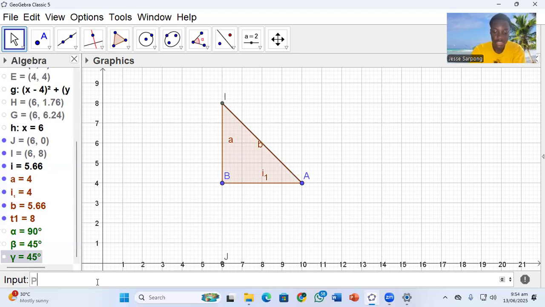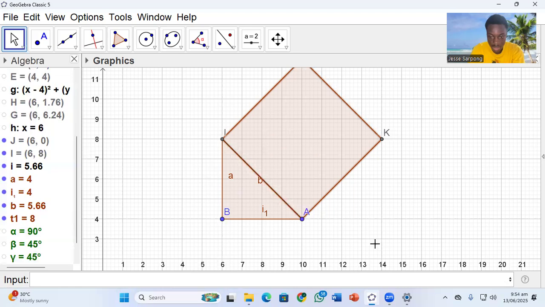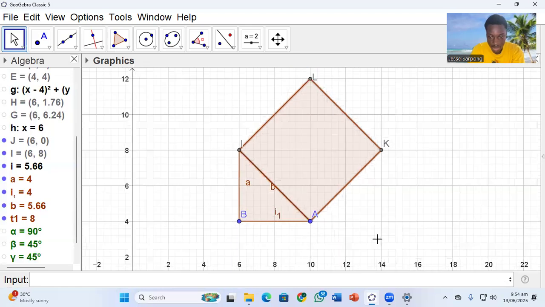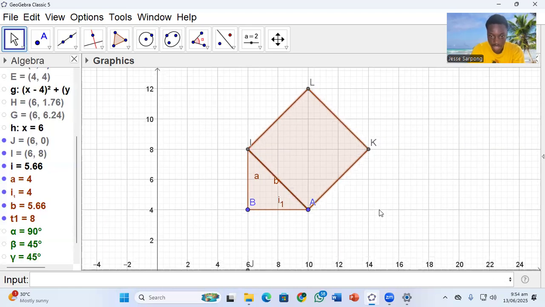So first, I'll get a polygon, then I'll do A, I, sorry, it should be I, A, 4. So now we can see that we have a square here.